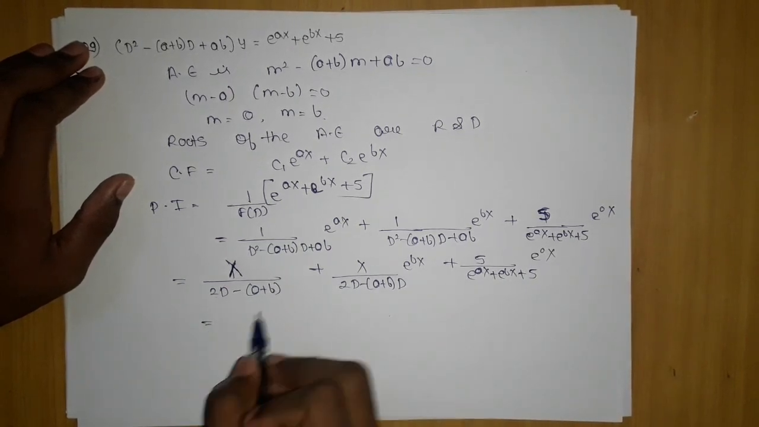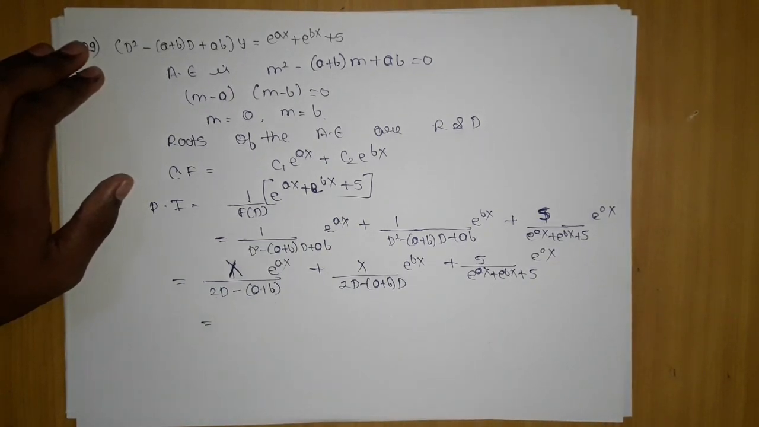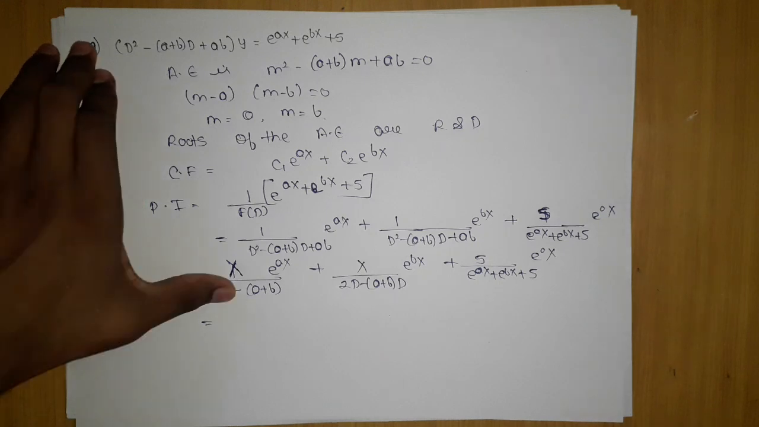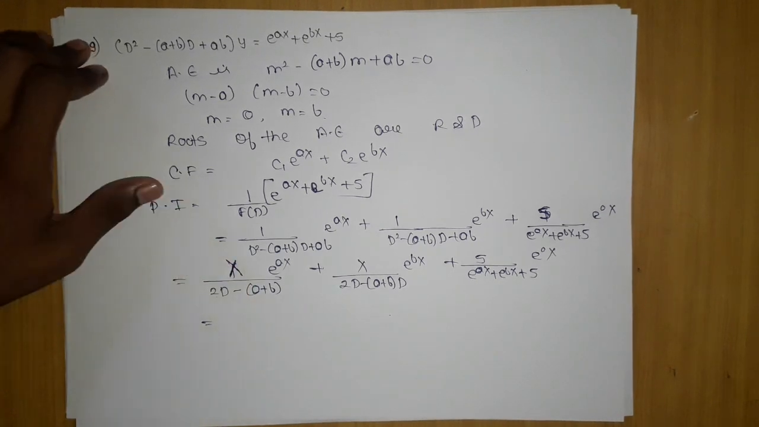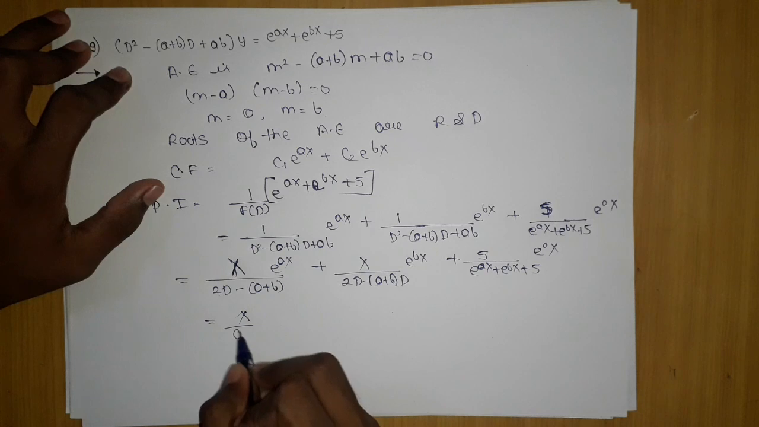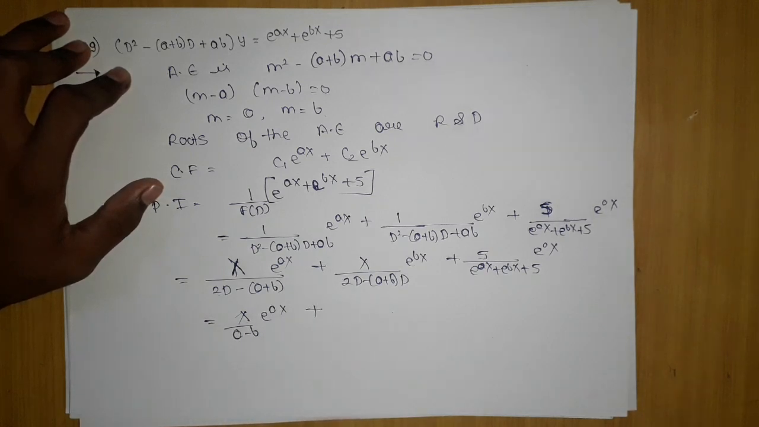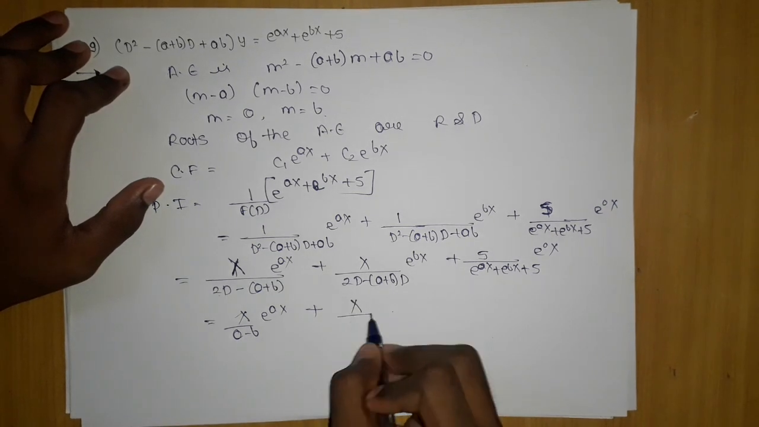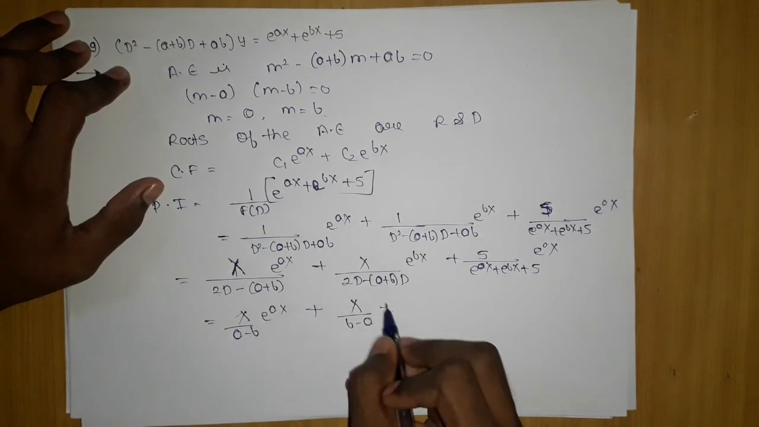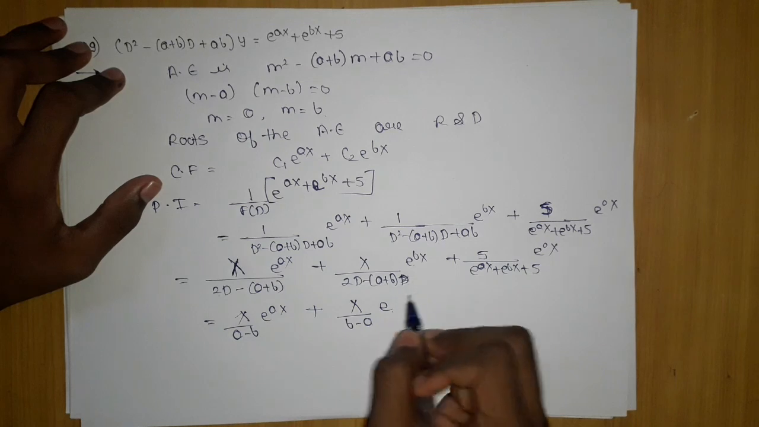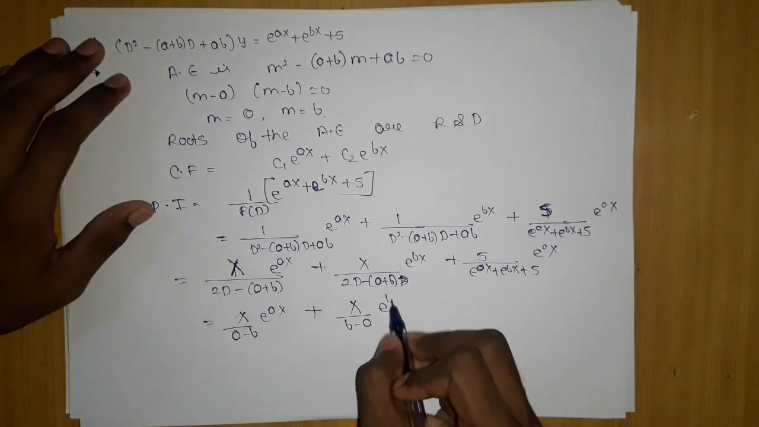Now in the next step we are going to substitute a in the e to the power ax term and check whether we are getting 0 or not. So if we substitute a, 2a minus (a plus b) will be a minus b, so our required term is x by (a minus b) e to the power ax. Here if we substitute b, 2b minus (a plus b), we get x by (b minus a) into e to the power bx.